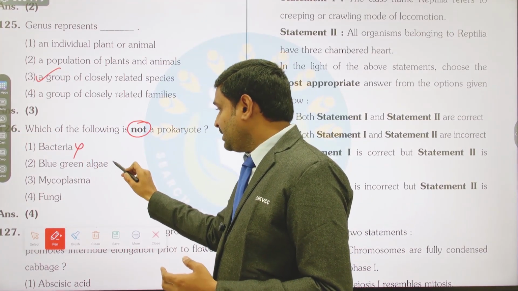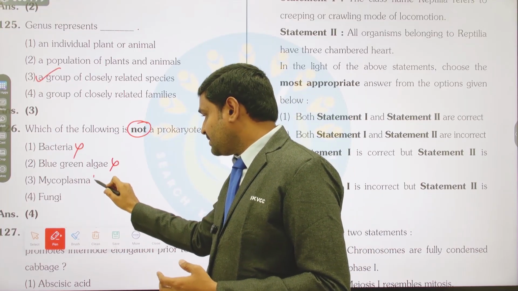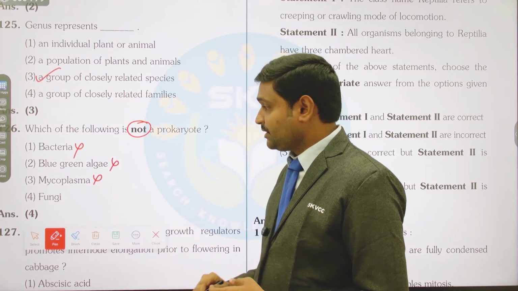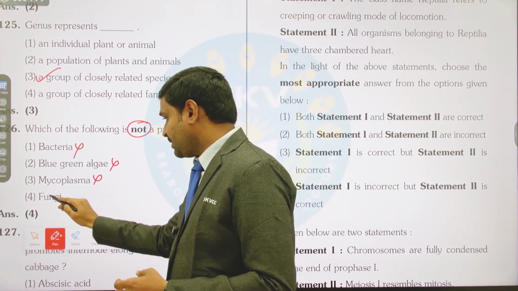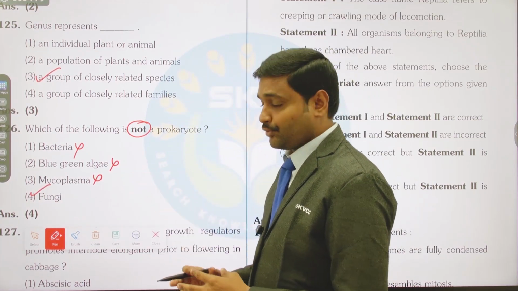Blue-green algae is a prokaryote, so this is not an option. Mycoplasma is also a prokaryote, so this is not an option. Only fungi are the eukaryotes. So that is option number 4.